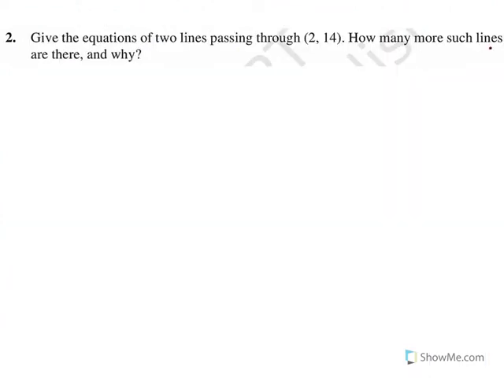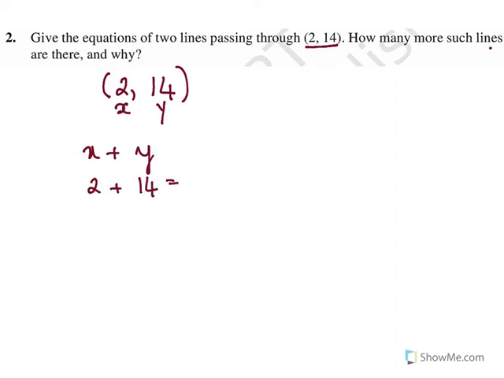Give the equations of two lines passing through 2 and 14. So you have 2 and 14. I have to give the equations of two lines. So this is how you do it. This is your x and this is your y, right? So just find what is your x plus y. x plus y will be 2 plus 14 and that is 16. So x plus y equal to 16 is one equation.